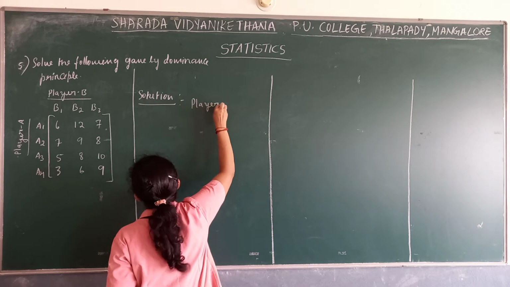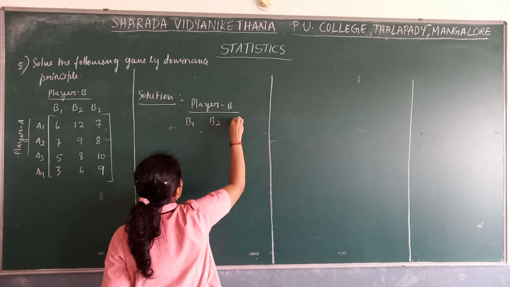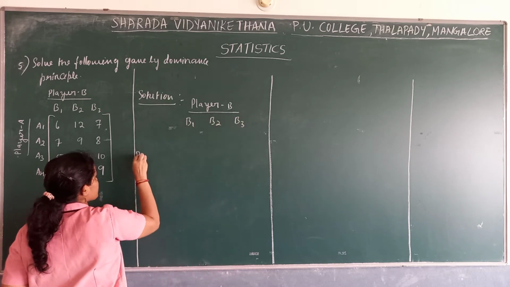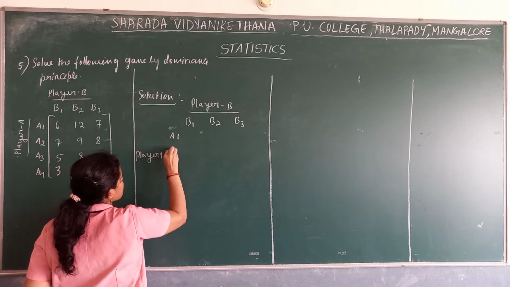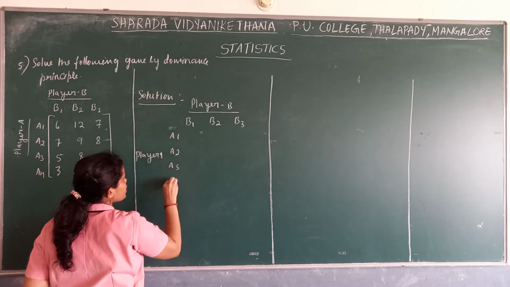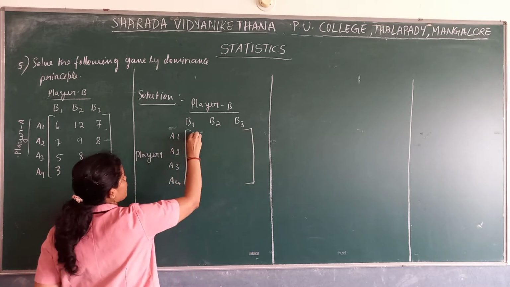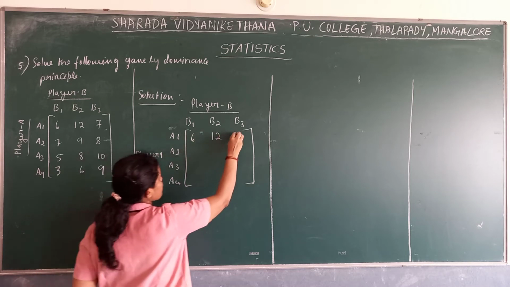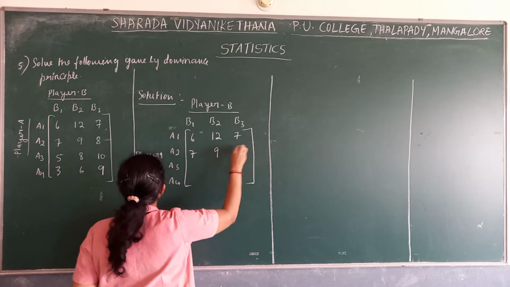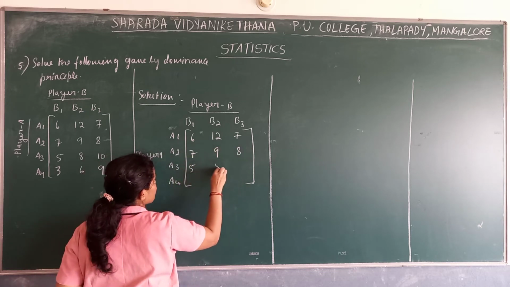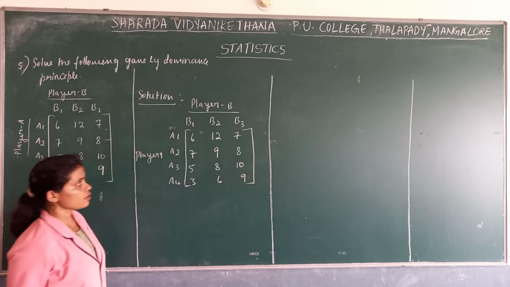Player B: B1, B2 and B3. Then here player A: A1, A2, A3 and A4. So write the payoff matrix: 6, 12, 7, 7, 9, 8, 5, 8, 10, 3, 6 and 9.